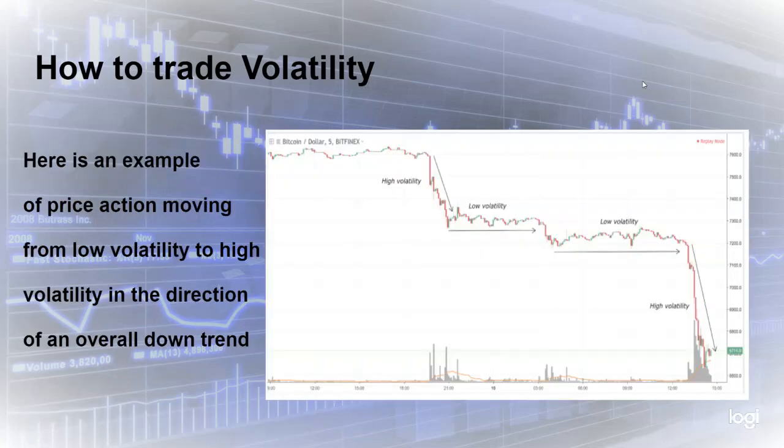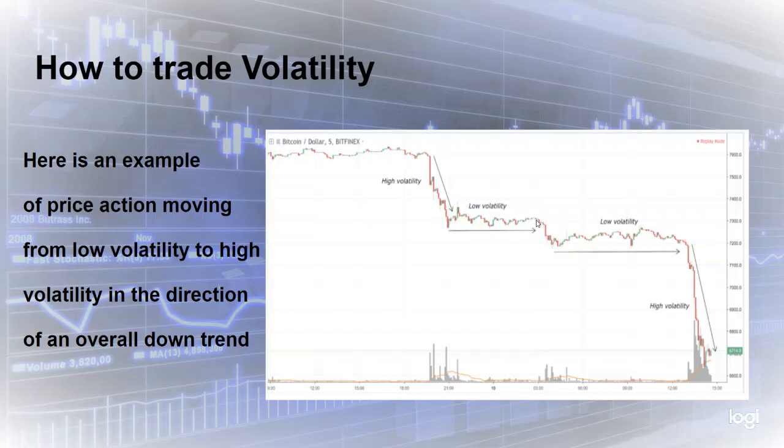chart patterns. Right, so here's an example of price action moving from low volatility to high volatility in the direction of an overall downtrend. So you can see we've got low volatility here. We then get a strong momentum move down, obviously on a lot of volume, and then we get a big move down. We then get some more volatility towards the end of that move, and then we do sort of slow down and consolidate.